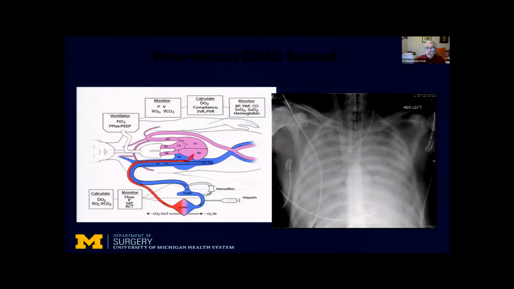We make sure that when we are inserting cannulas through the groin, they are closer to the insertion of the hepatic veins so that we can get a good outflow. If the patient is relatively stable and we think we can safely transport the patient to the operating room with fluoroscopy, we are able to put an Avalon cannula.